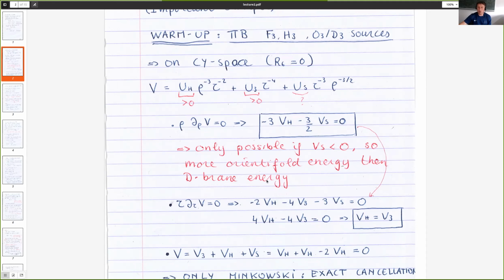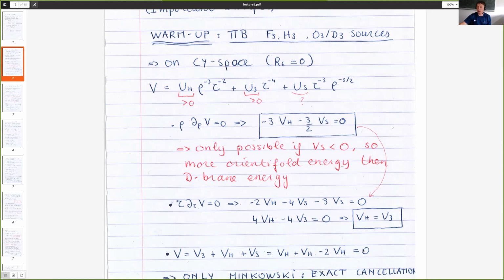So the only thing I'm doing is I'm saying, okay, I write my potential energy again and I fill in these constraints. Okay. So what does that mean? I'm going to replace V3 by VH, and I'm going to replace VS by using this equation. And here is the magic. I get an exact cancellation.